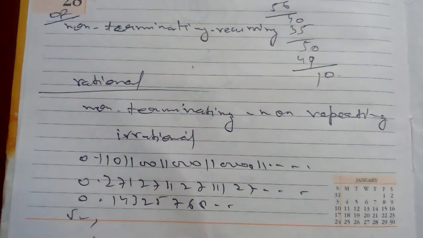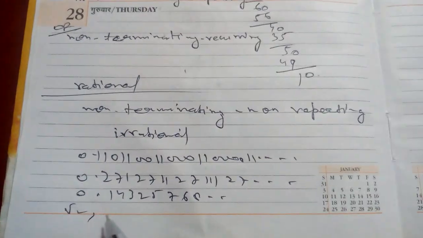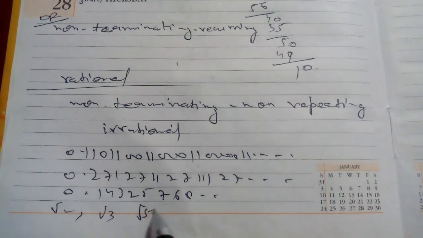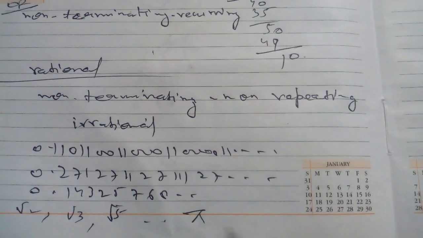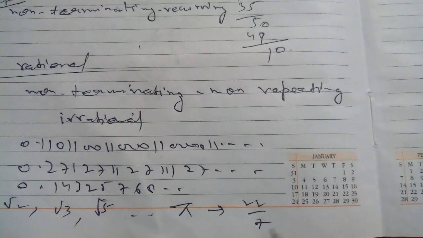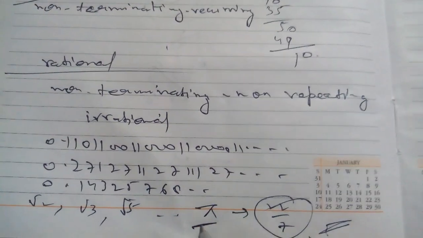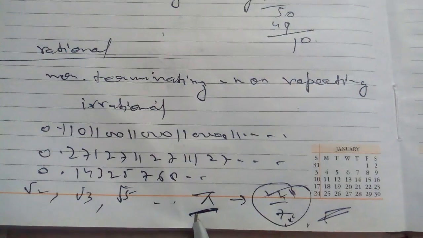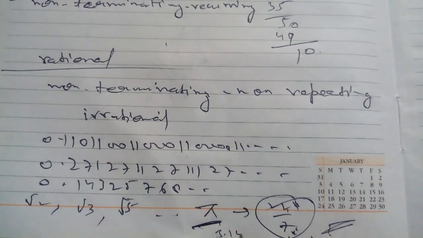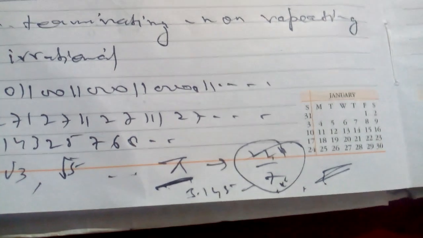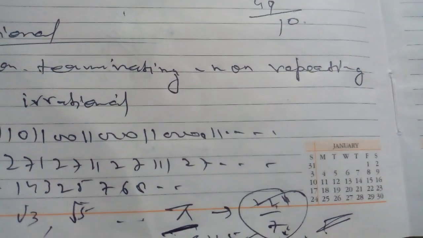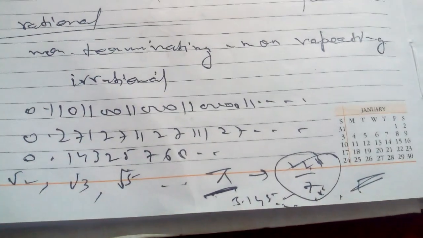Or you can write any square root, like in 8th standard: square root of 2, square root of 3, square root of 5, any number. Or pi. Pi is actually taken as 22/7, but that is not exact, it is a rational, but pi is irrational. The value of pi is 3.14159 and so on, up to millions, trillions of decimal places. That's why it is non-terminating, non-repeating, and it is taken as an irrational number.